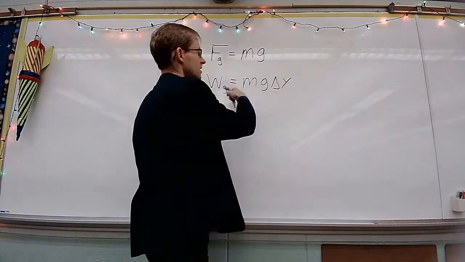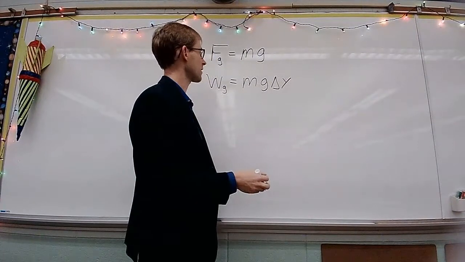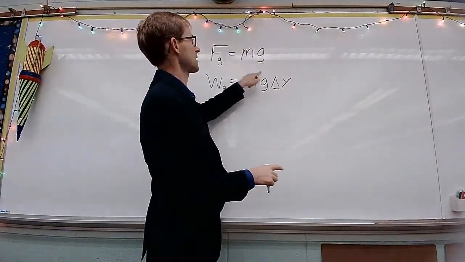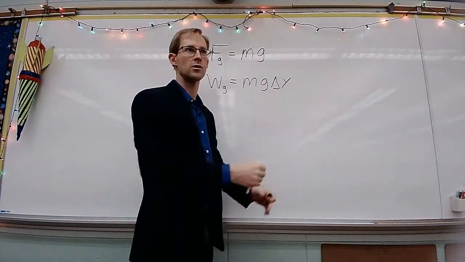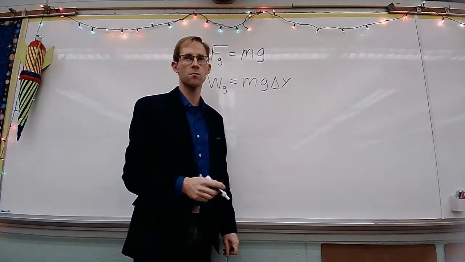And of course, this is actually where we get the expression for potential energy. mgy is simply the force of gravity times distance. That's the amount of work, the amount of energy change that's occurring due to gravity. And this is a conservative force.